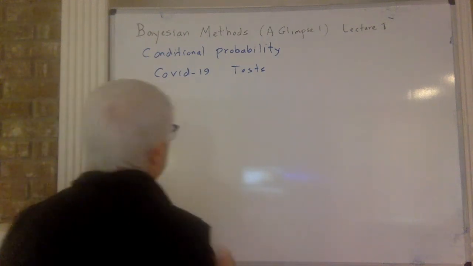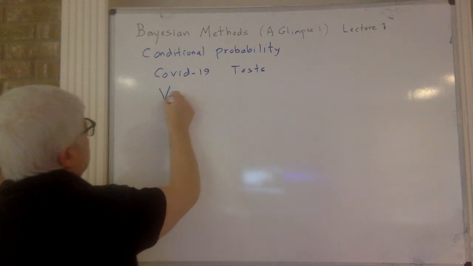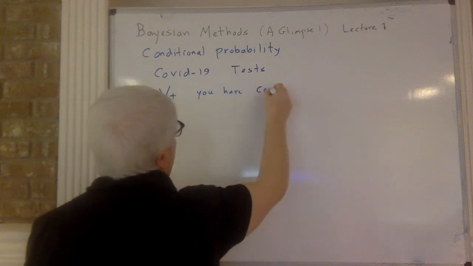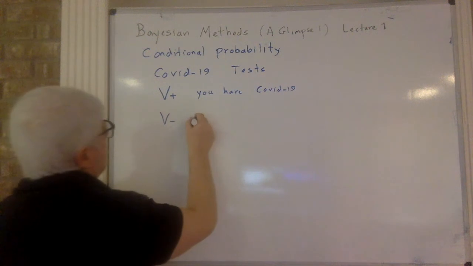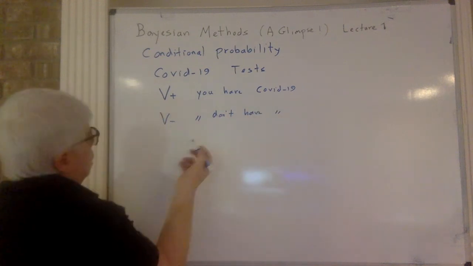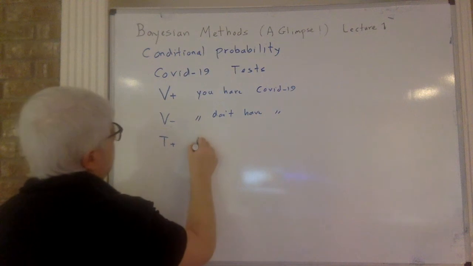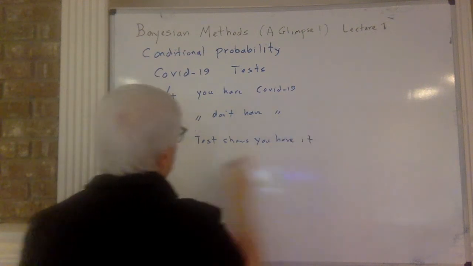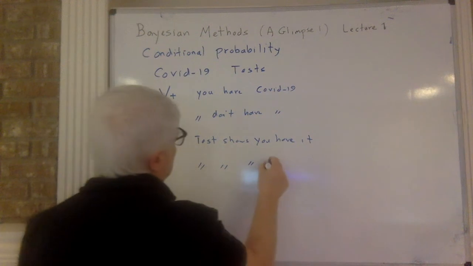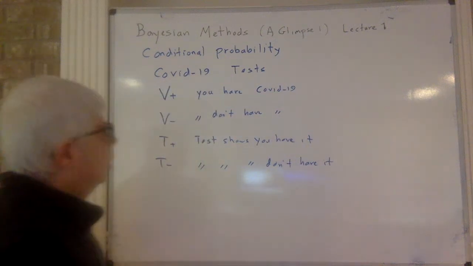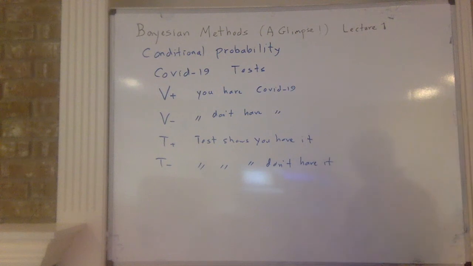define some events. So let's say V plus means you have it, and V minus means you don't. For a test, let's say test plus shows you have it, and test minus shows you don't have it.